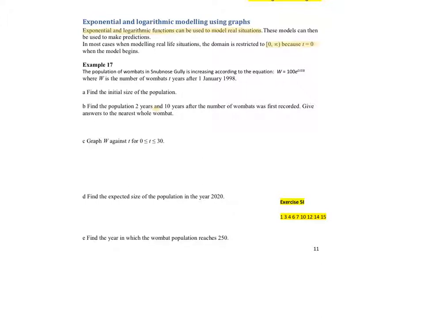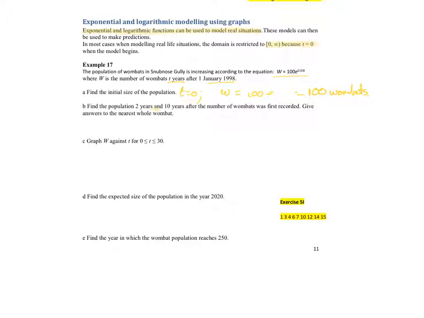A population of wombats in a gully is given by the rule W equals 100 e to the 0.03t, the number of wombats t years after the 1st of January 1998. Initial size of the population. So initial anything means t is equal to 0. So W is equal to 100 e to the 0. e to the 0 is 1. So my population starts off with 100 wombats.